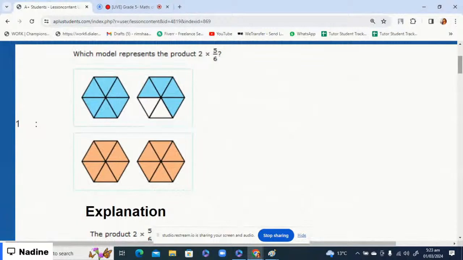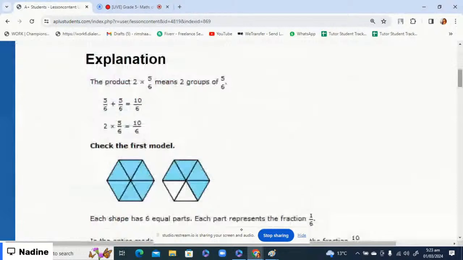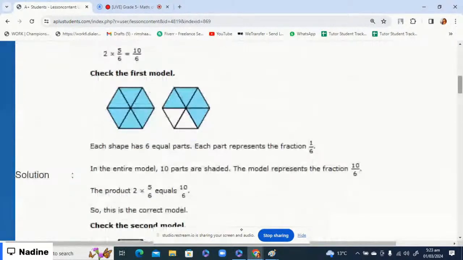5 by 6 means how many total boxes in each? 1, 2, 3, 4, 5, 6. And 5 means how many are colored here. Look at here, each shape has 6 equal parts, so we are putting the 6 in the denominator. And then each part represents the fraction.